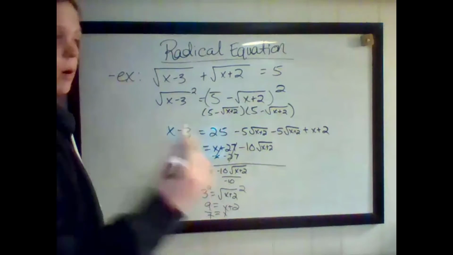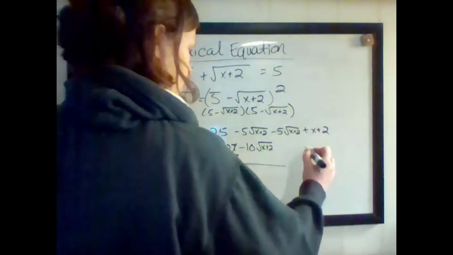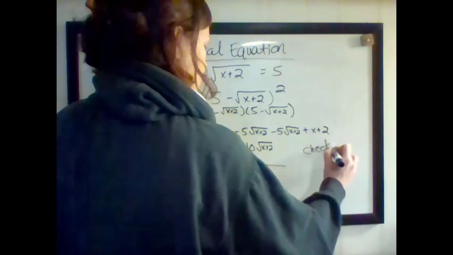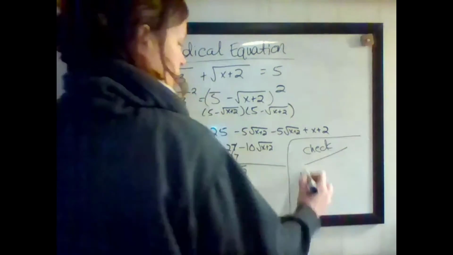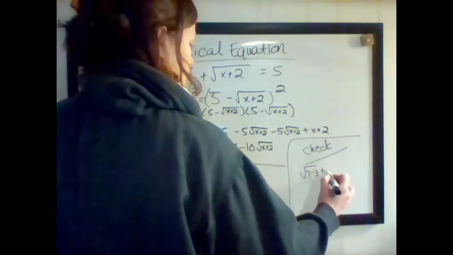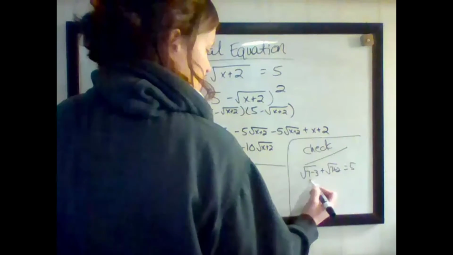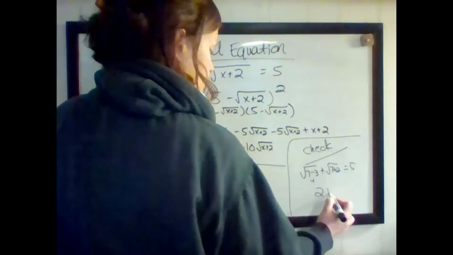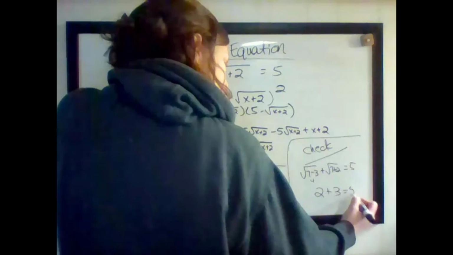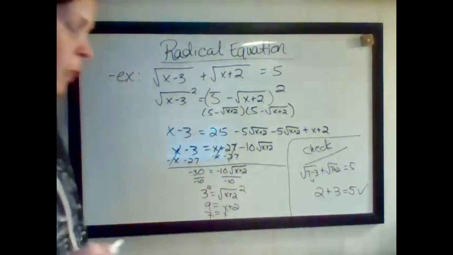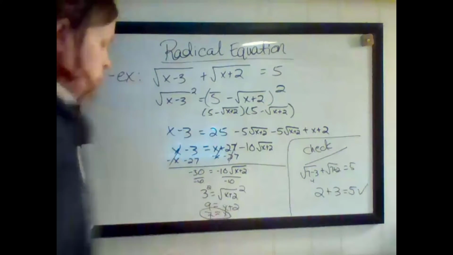Okay, so remember though, we always have to check with these. So let's plug in my 7. If I plug 7 in every time I see x, I've got square root of 7 minus 3 plus square root of 7 plus 2, does that equal 5? So this is 4, square root of 4 is 2, 7 plus 2 is 9, square root of 9 is 3, 2 plus 3, yep, that works out. 2 plus 3 is 5. So I know I got the right answer, x equals 7. Now I could go over here and circle it.